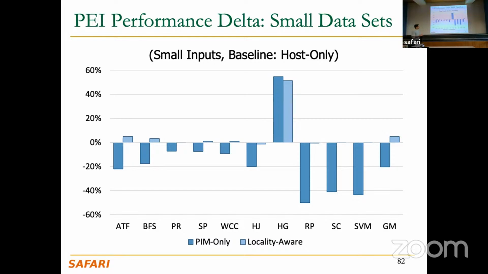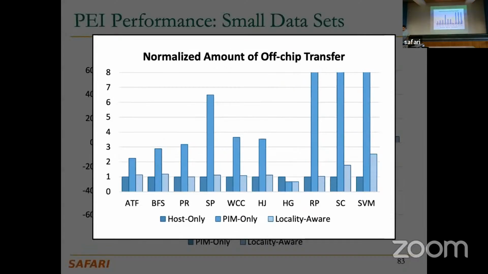If you have the locality-aware implementation, probably the locality monitor will select execution on the host most of the time, and that's why we see more or less zero performance improvement. There is also only one exception. I think that one is histogram calculation. Probably in the histogram calculation, the PEI instruction is used only at the very end, so just the histogram remains in memory, and that's why even if the data set is small, there is no drawback of doing the computation in memory, but that's just an exception.